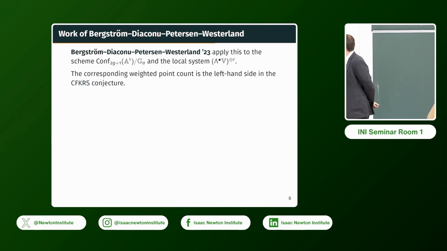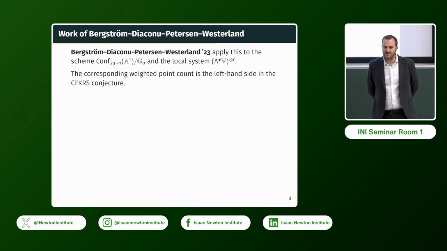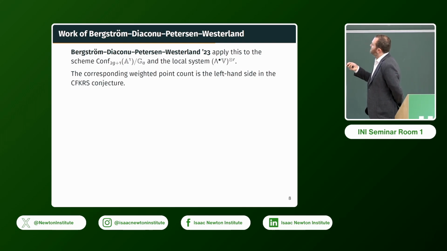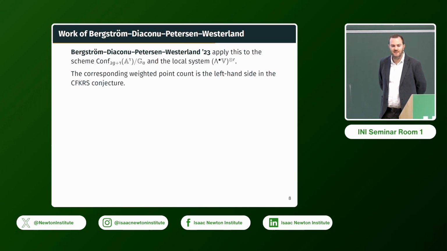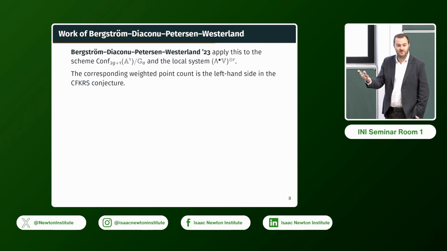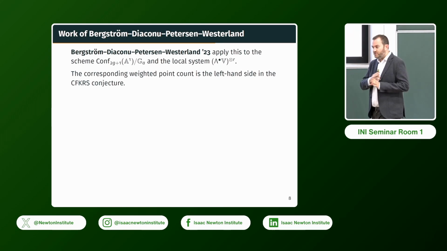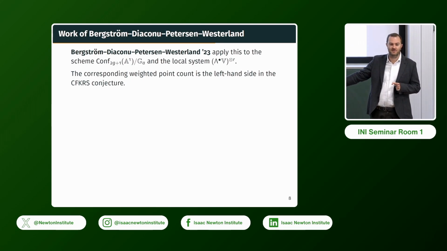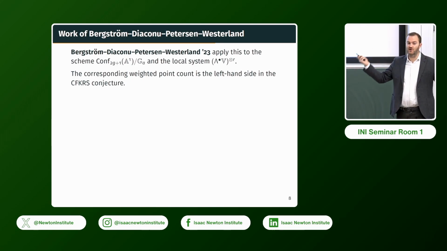A couple of years ago, Bergström, Diaconu, Petersen, and Westerland used exactly this technique, applied to basically this configuration. There's a small variant here that is not very important, basically to configurations of 2g plus 1 points in the affine line, with a certain local coefficient system, which is the following. You take this fundamental representation that I mentioned, this Burau representation, you take its full exterior algebra, which you forget is an algebra, you just add up all the exterior powers, and then you take the rth tensor power of the whole thing. Some enormous vector space.